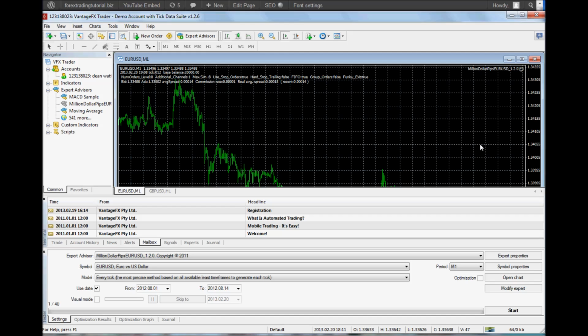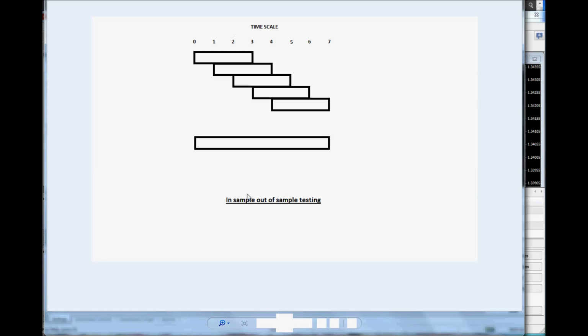In this tutorial we're going to be looking at optimization and walk forward testing. When we talk about walk forward testing, we have to imagine that our testing is done over a period of time. A mistake that a lot of people make is that they will test their robot over a length of time, and it's called in-sample testing.